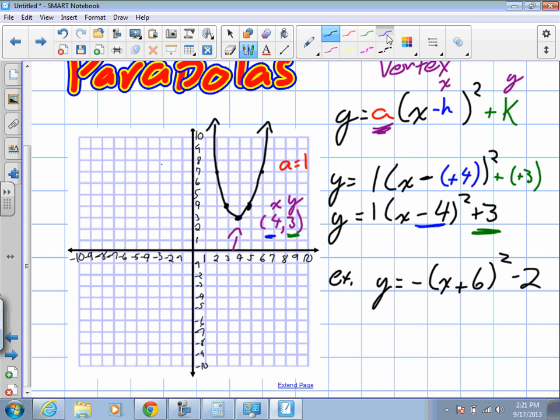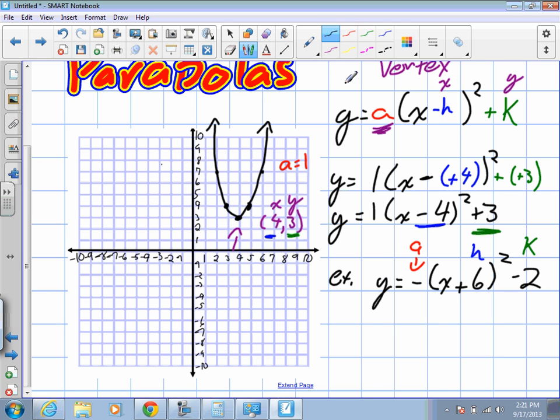So our h value here is that 6, and our k value is the 2. What's the a value? Negative 1. Okay, so keep that in mind. What does that mean from our parabola? Which way is it going to face? It's going to go downwards. Okay. But before we do that, we need to find the vertex itself.